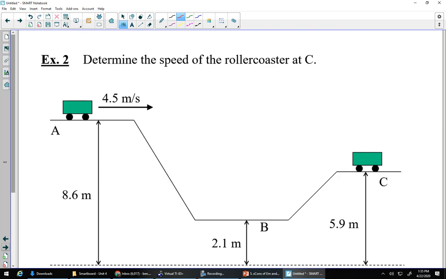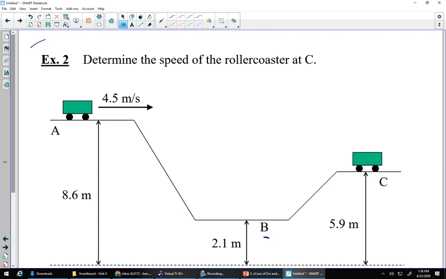Cool. Let's check out one more example. This one gets a little bit bigger and a little bit more complicated. So we want to figure out the speed of the roller coaster at C. Okay, so we got A on the left-hand side. We've got a speed and a height. We've got B, where we've only got a height. And then we've got C, where we're given a height and we're asked to find the speed. Okay, so do I know the total energy at B? I know the height, so I could figure out my gravitational, but do I have any idea about the speed at B? Not really.